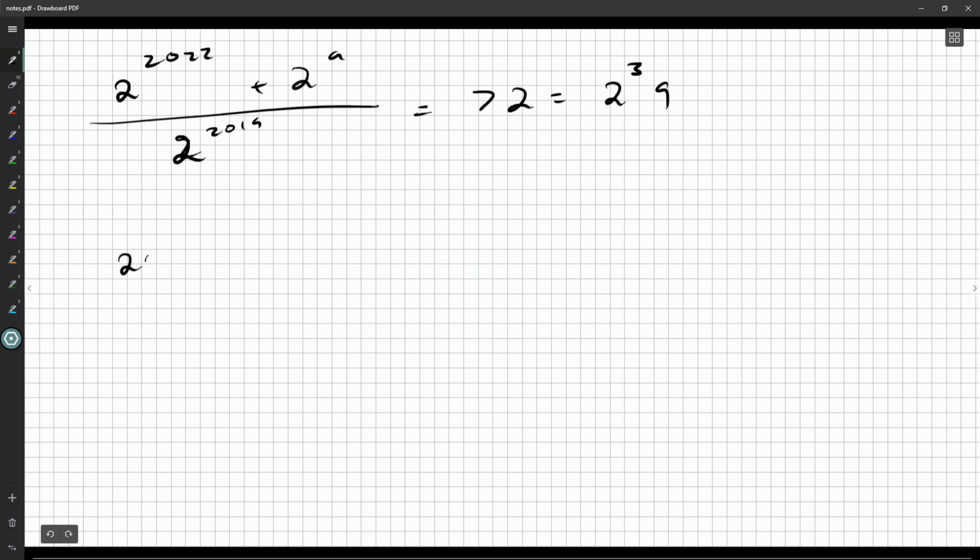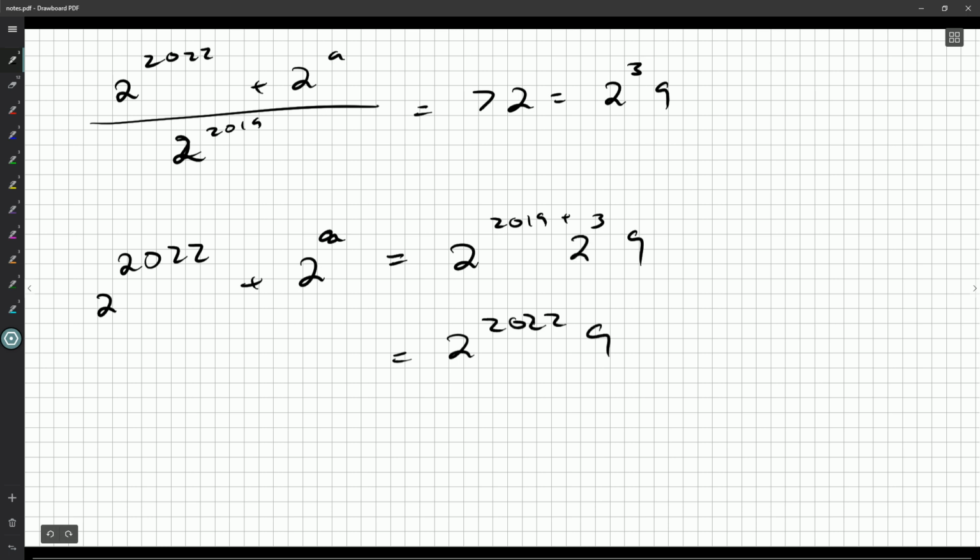So now if I multiply by 2 to the 2019 on both sides, I can combine these. These two have the same base, so we just add their exponents. So we'll get 2 to the 2022 times 9. I'm going to put it back as the 2 to the 3 just to show you what I would properly write up. And then look at that, we've got 2 to the 2022 and 2 to the 2022.